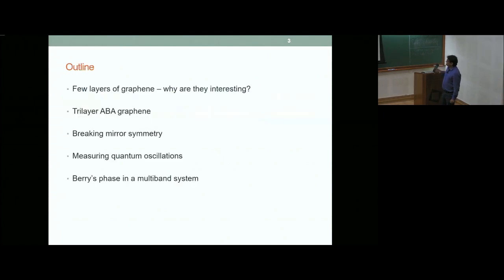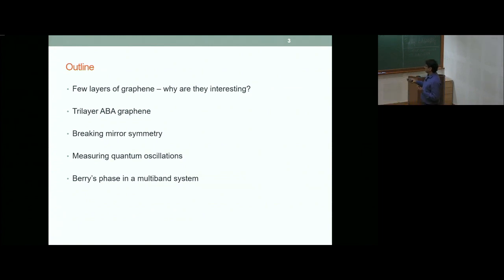Let me just quickly show a brief outline so that the overall direction in which I'm going to proceed throughout this talk is clear. I'm going to start off by telling you why few layers of graphene are interesting, since this is the first graphene-related quantum Hall or quantum transport talk. I'll spend a little bit of time trying to give you a big picture of why this is an interesting system and deserves some attention. Then I'll talk about the particular system that we are interested in, which is three layers of graphene, tri-layer ABA graphene, and I'll give you some examples of how symmetry can be broken using a simple knob, which is an electric field, and that can lead to some interesting physics. And then I'll go into how we measure the Berry's phase, which is using quantum oscillations of different bands.